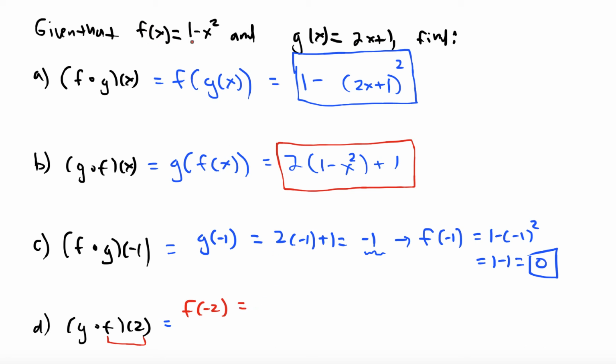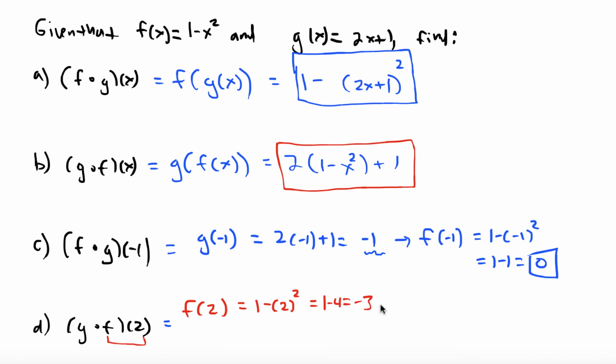Now we're going to use f in this case, right? So this would be 1 minus 2 squared, right? All right, so 1 minus 2 squared. Okay. So 1 minus 4, which is negative 3. Okay. So f of 2 is equal to negative 3.